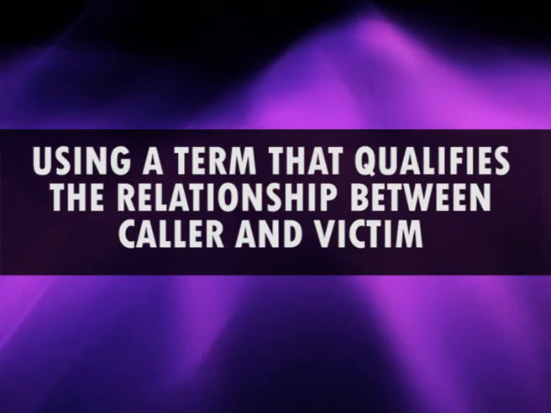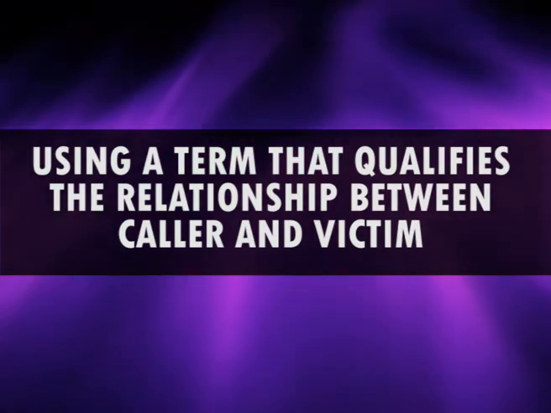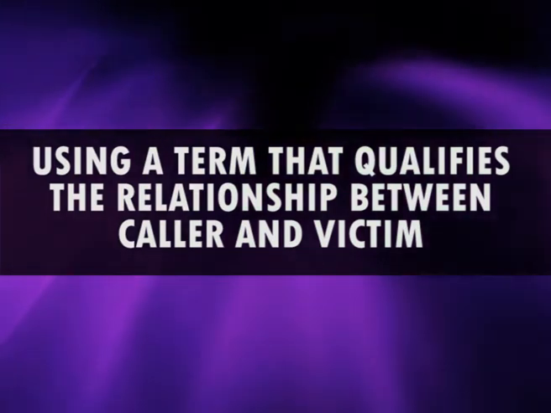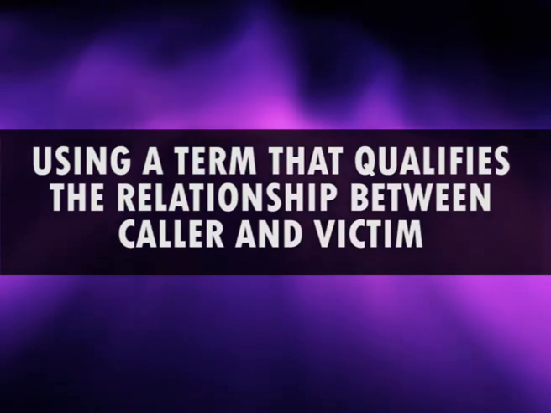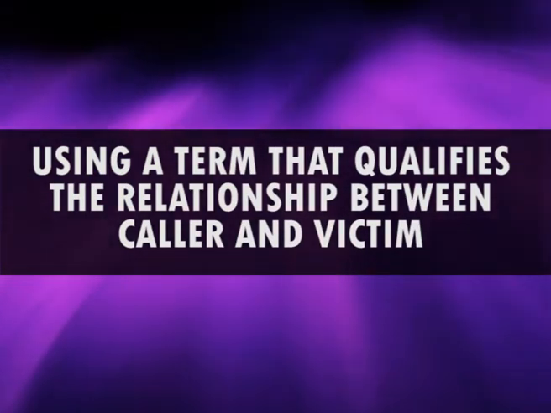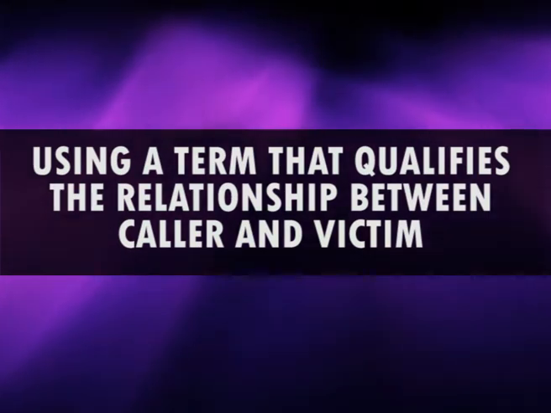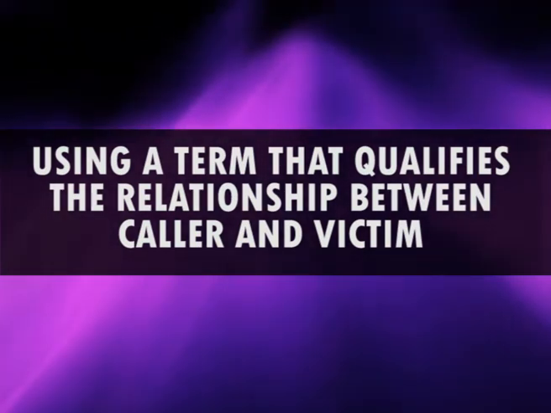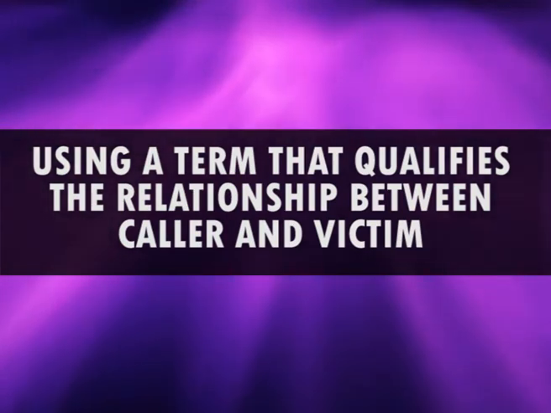The second type of distancing language, or closeness language, is using a term that qualifies the relationship between the caller and the victim. In this case, the caller is not depersonalizing the victim, and so this is correct. He is not using defensive strategies. He or she may use words like husband, son, wife, and this identifies the relationship and the role of the person, so the person is not applying a defense mechanism. It's direct language, it's not distancing.